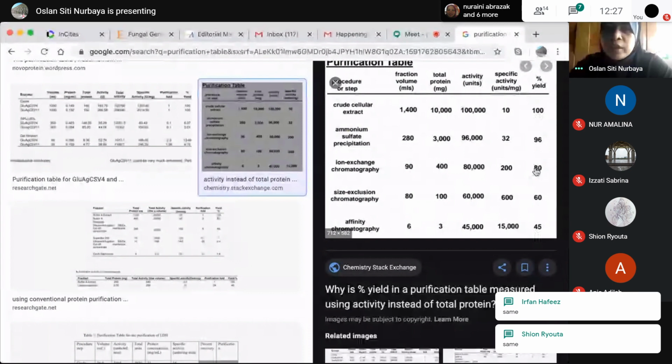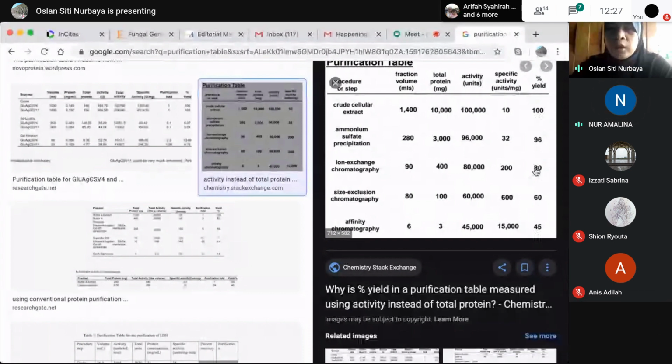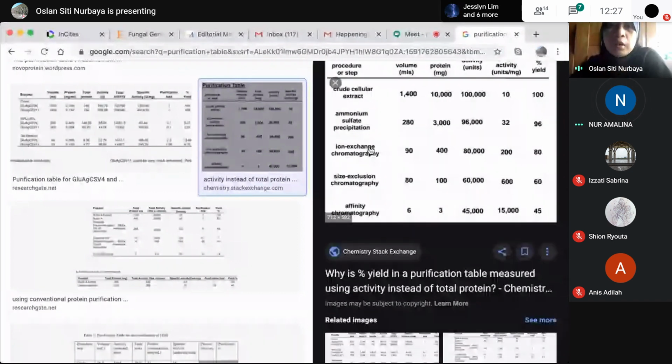Oh, we know the size of our protein. Now we try to choose the proper anion exchanger or cation exchanger. But for size exclusion chromatography, we need to select based on the size available for that resin. Total protein here you lost. Okay, you lost more protein here, but that's okay.